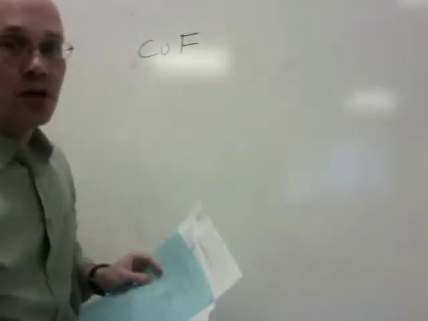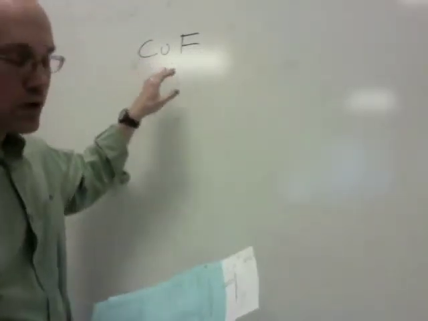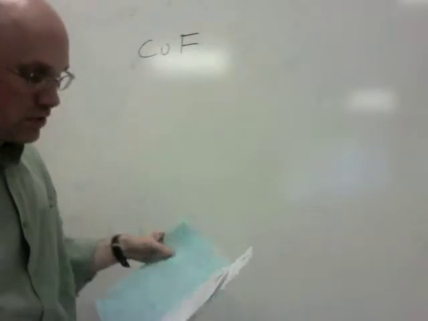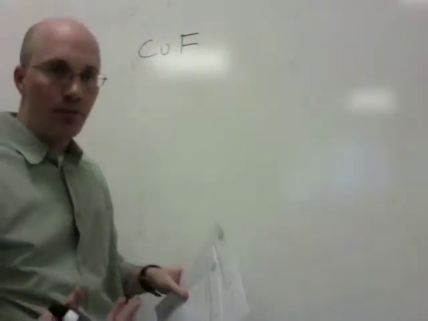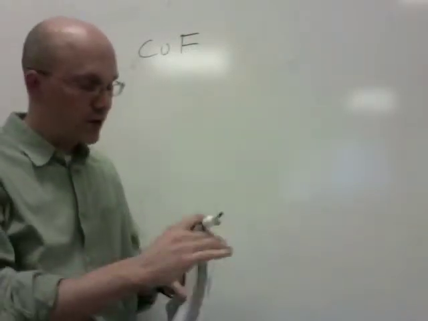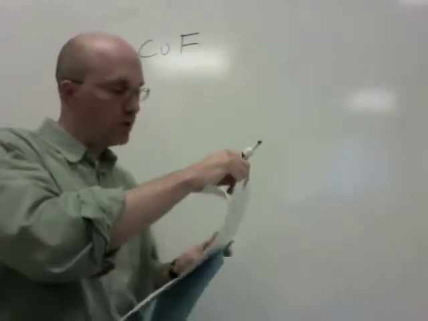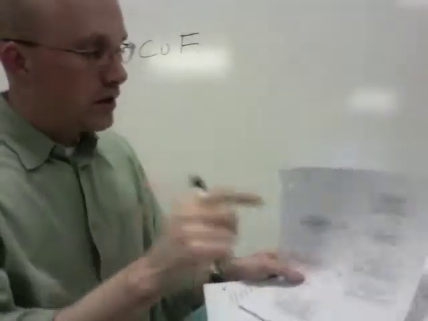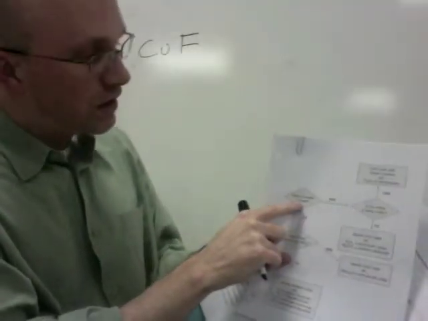Okay, if you have this formula right here, CuF, first of all, when you look at that for the first time, you need to decide what is the general form for how that's named. What you might want to take a look at is this little naming flow chart. Okay, first question here is, does it contain a metal?